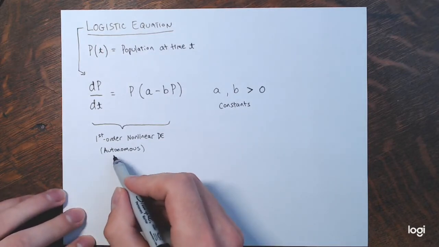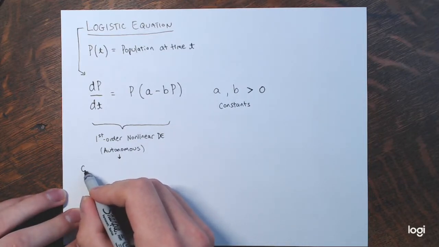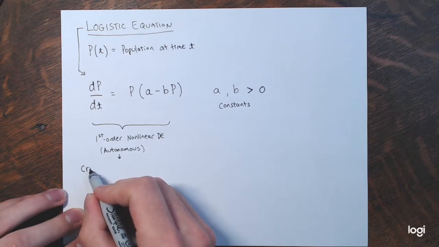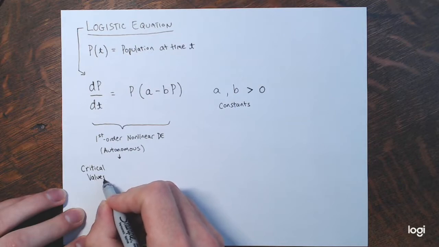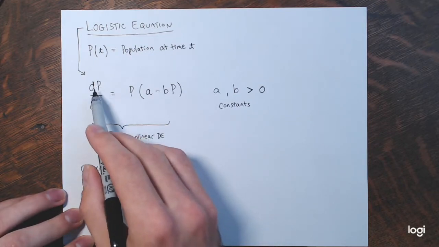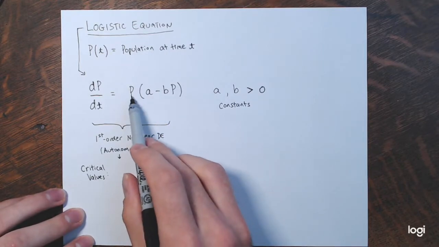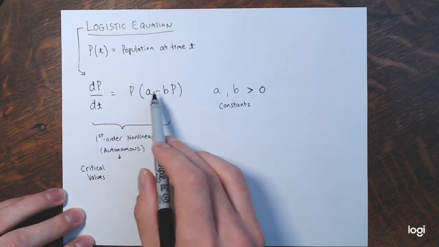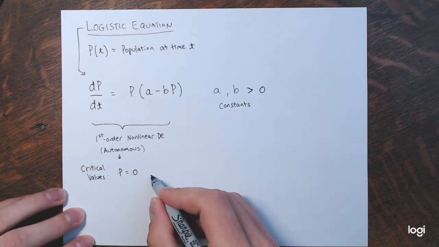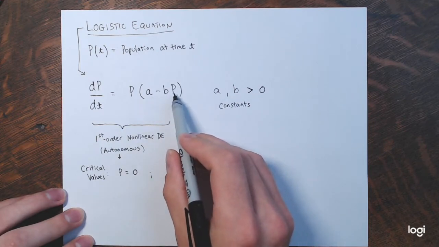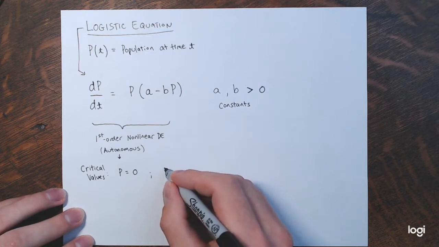Since it's autonomous, I'd like to talk about that for a little bit. We can find some critical values or equilibrium solutions. These are where dP/dt is just equal to 0. So basically what makes each of these factors equal to 0: we have critical values of P equals 0, and then the factor A minus BP would be equal to 0 when P equals A over B.